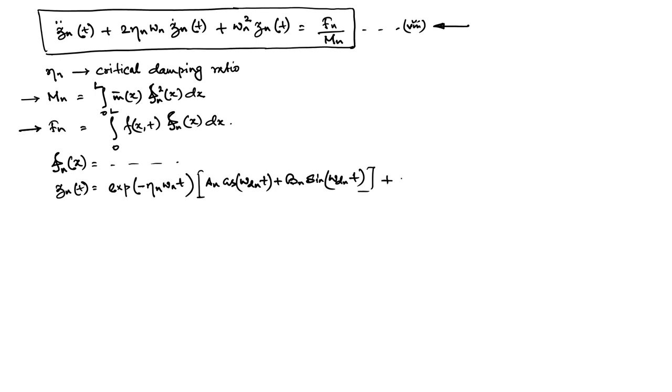plus we have the particular integral. The particular integral will depend on the nature of this forcing function, whether it is constant, whether it is sinusoidal, whether it is any arbitrary force. Accordingly, we have to evaluate the particular integral. And again, we have to find out this a n and b n from the initial conditions that we have. So, that completes the derivation of the solution.